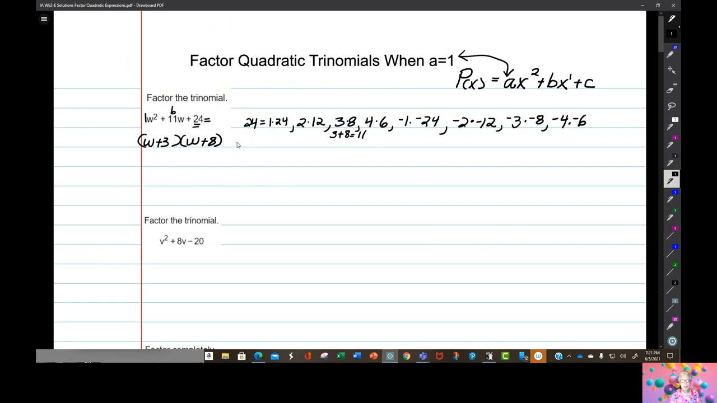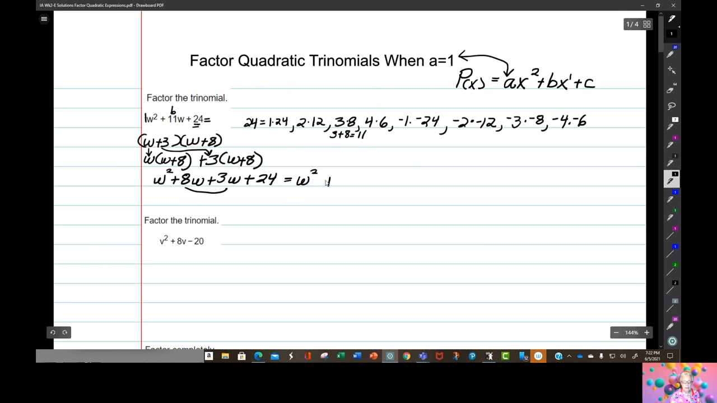Then you can check yourself by multiplying W plus 3 times W plus 8. This is the W that goes here. This is the plus 3 right there. And then that'll be W squared plus 8W plus 3W plus 24. And when I combine my like terms, that will be W squared plus 11W plus 24. Which is exactly what we started with.